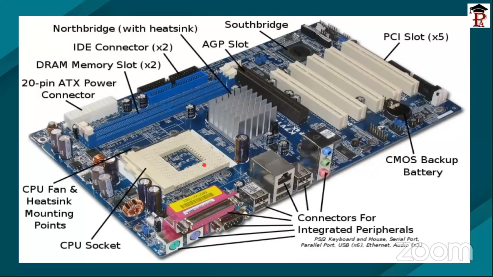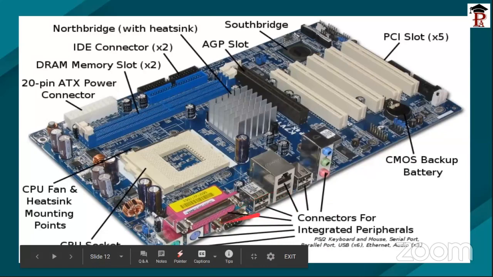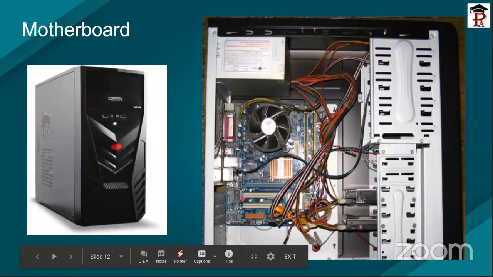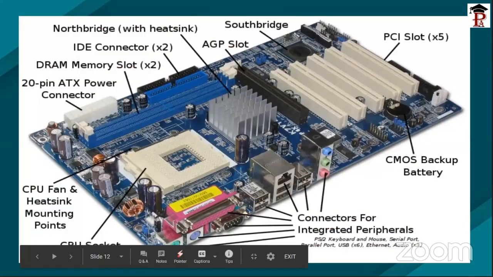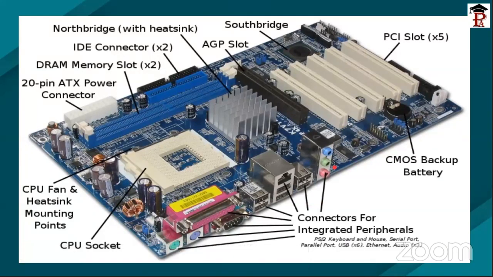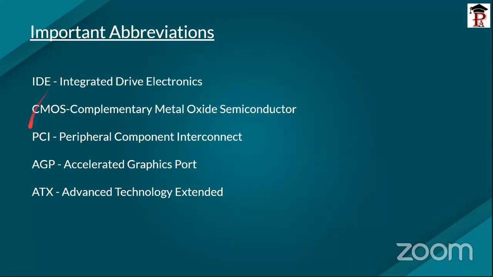Then these are the very important things. These are the peripheral devices interconnection part. In this part we connect our mouse, keyboard, printer, monitor, Ethernet cable, USB ports, HDMI port, and our audio video jacks, all connected on the back side of this slot.